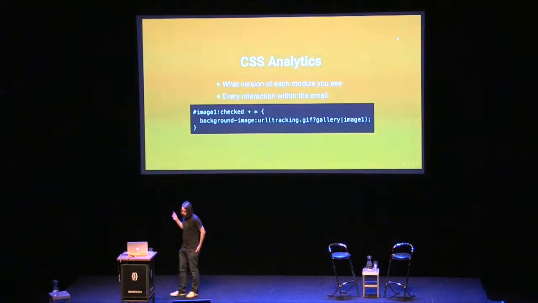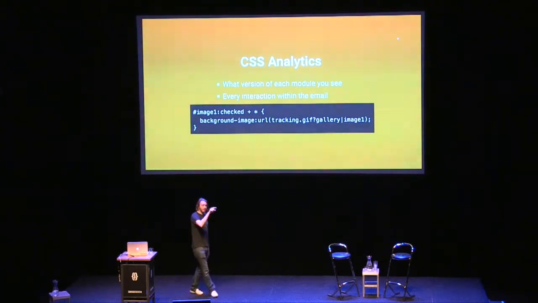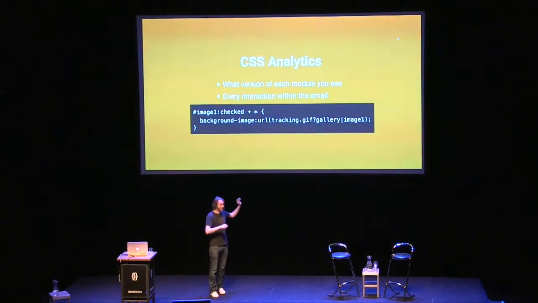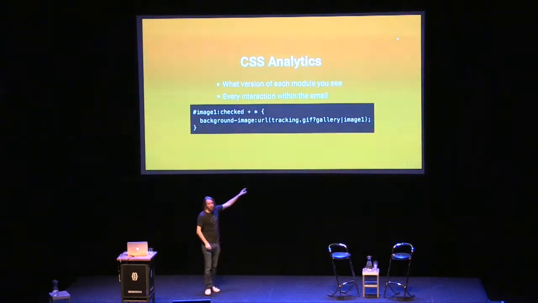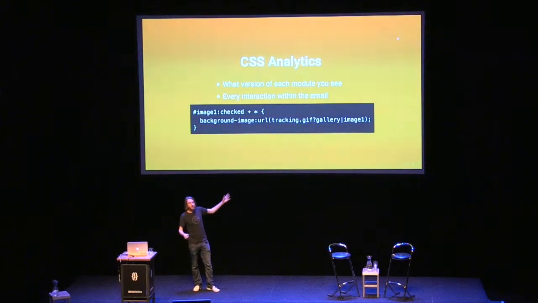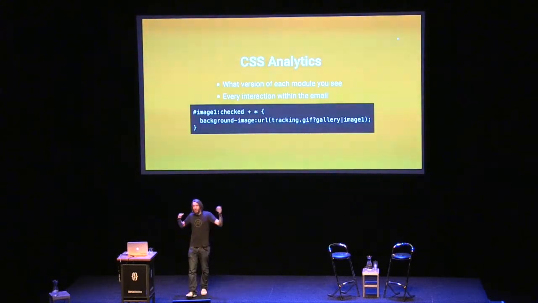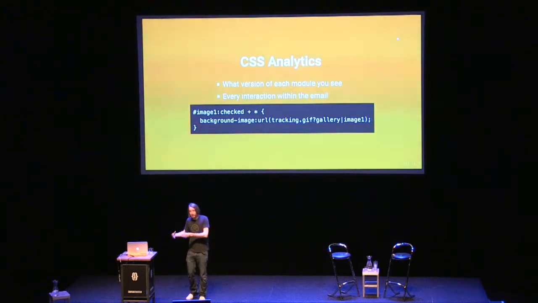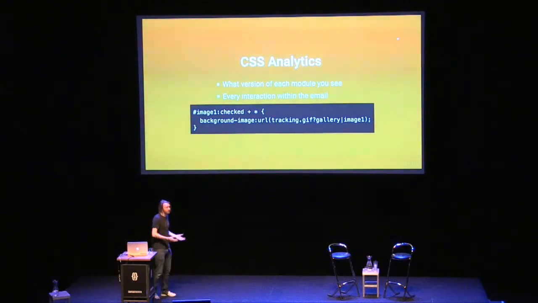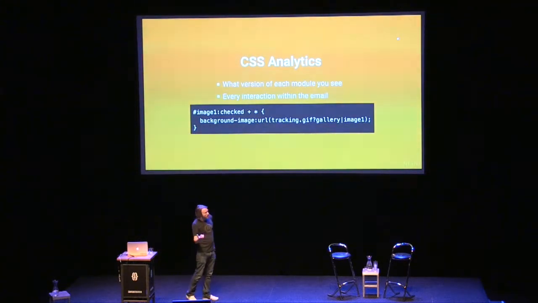The slight drawback of this is if I click from image 1 to image 2, then image 1's fired, image 2's fired. If I click back to image 1, this pixel's already fired, so there's no way of knowing that they've clicked back onto image 1, that I've worked out yet. But we know they've clicked on it at some point, and we know the order as well. So here we get every interaction, and also each version of each module.